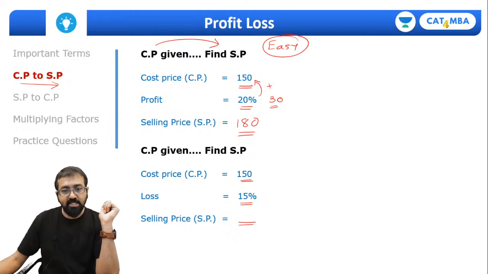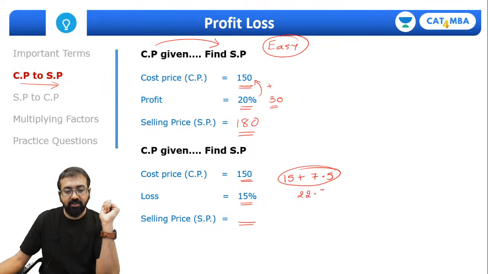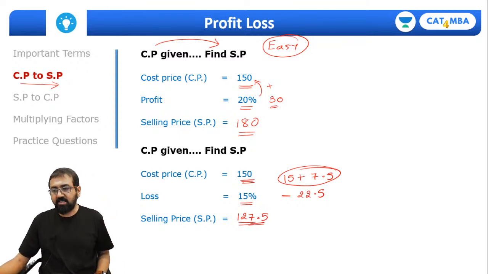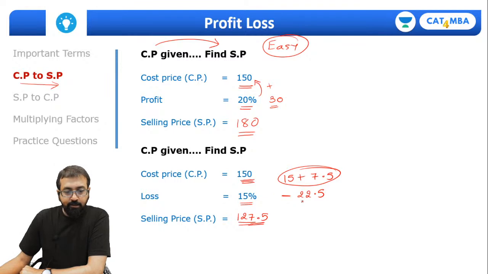So what is 10% of 150? It's 15. So what will be 5%? Of course 7.5. So total 15% will come out to be 22.5. And since it's a loss, subtract it from 150. So 150 minus 22.5, it should come out to be 127.5. Did you all get this answer? Yes, everyone? Right. So this is how you can easily calculate selling price from cost price.